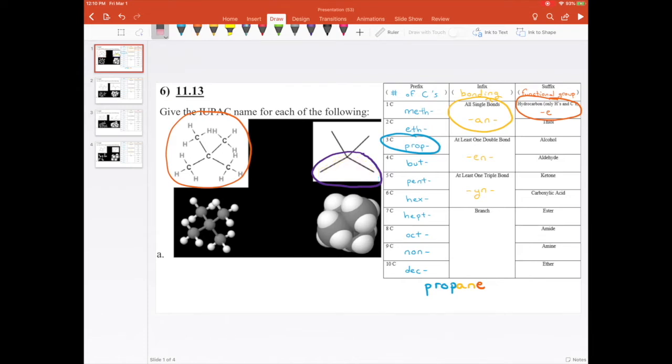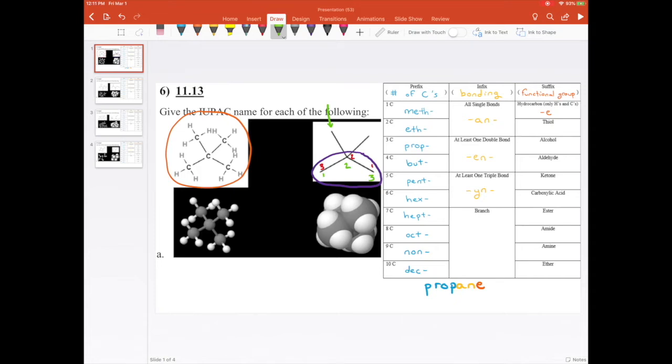Okay, now that we named the backbone, let's name the branches, and we'll name these one at a time. Let's start with this first branch on the left. When you name a branch, you first have to say where it connects to the backbone. And to do that, you have to number the backbone. Now, we could number our backbone either left to right or right to left. For example, I could number it 1, 2, 3, like so, or right to left, 1, 2, 3. You want to number it in the way that gives the branches the lowest number.